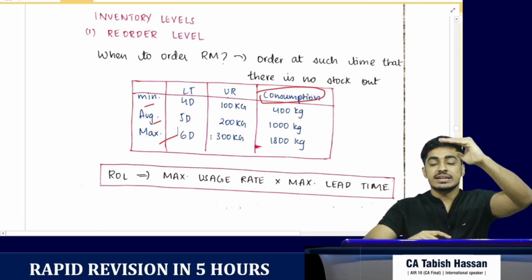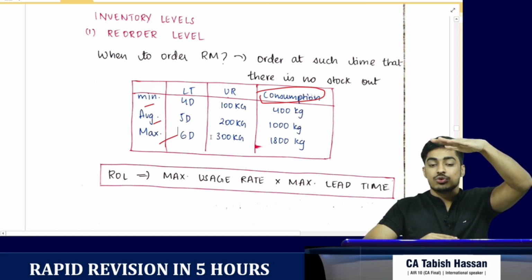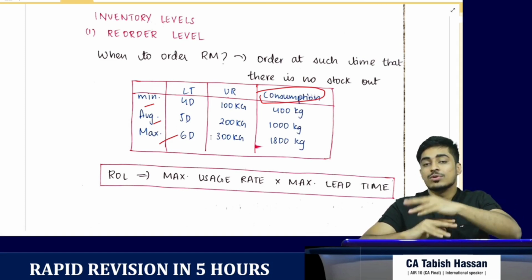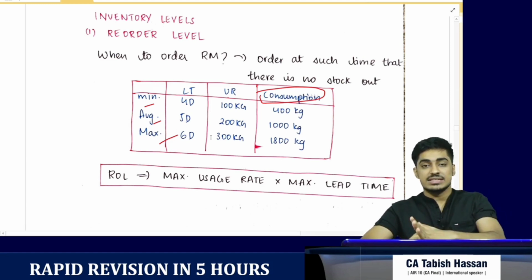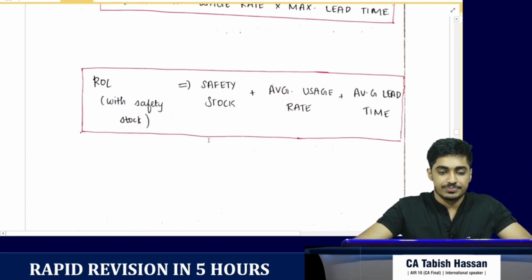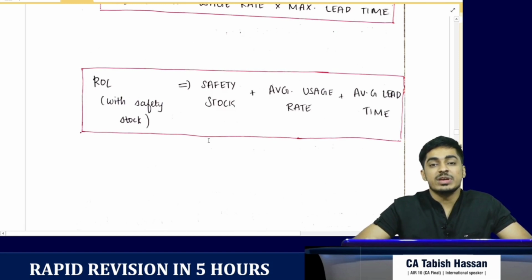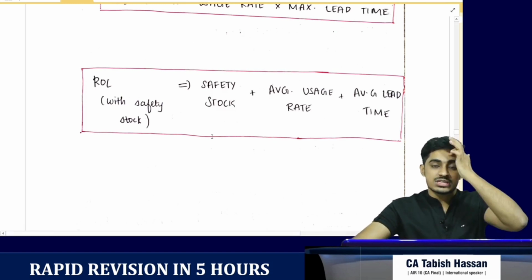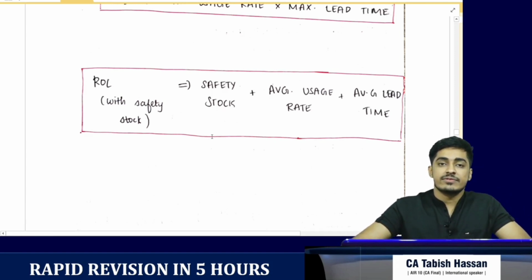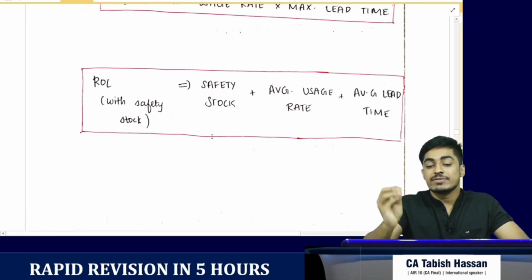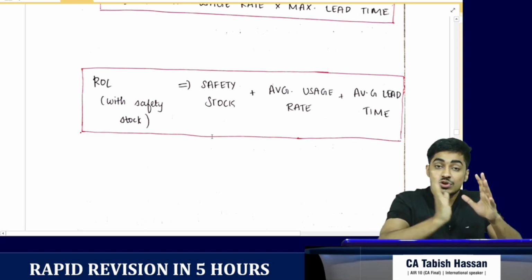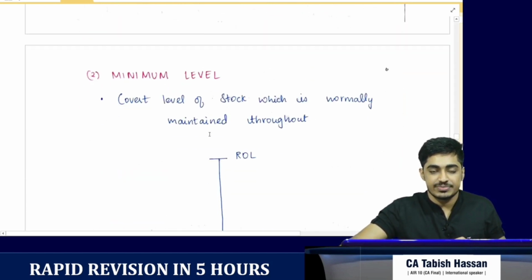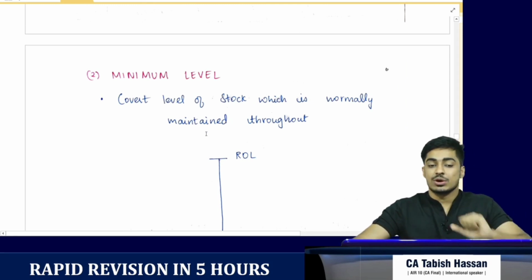So when it comes to 1800 kgs, we place the order. So we go on using, and before it reaches 0, we get the raw material in all cases. Clear? That is reorder level. Sometimes safety stock will be given in the question. Safety stock is a minimum stock we have set aside. So if safety stock is given in the question, reorder level is safety stock plus average usage rate into average lead time. Because we already have a safety stock set aside, we take average usage rate into average lead time. Clear? So we have discussed the reorder level.